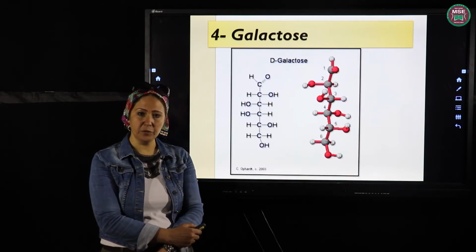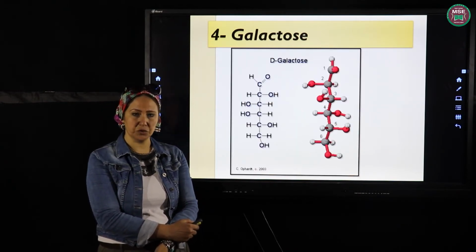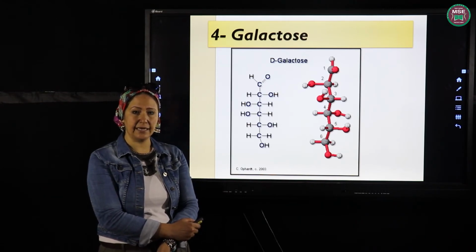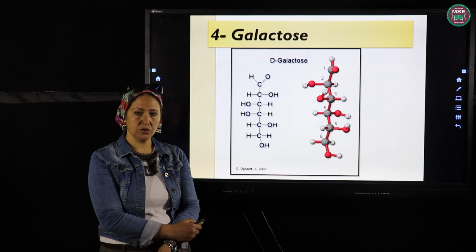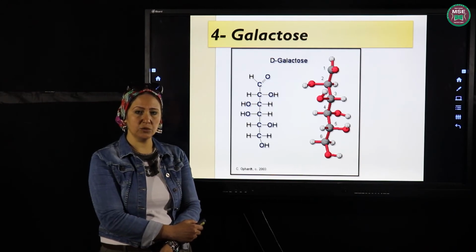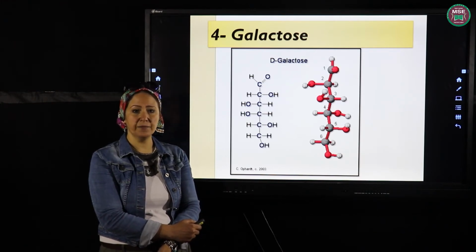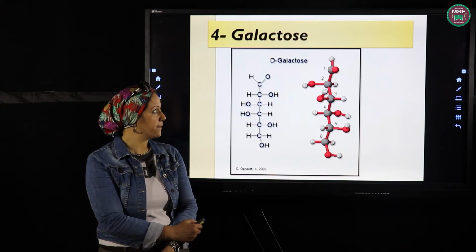Example number 4 of the monosaccharides is galactose. Its chemical formula is C6H12O6. So galactose is also one of the monosaccharides, as we said that monosaccharides contain carbon atoms ranging from 3 to 6.